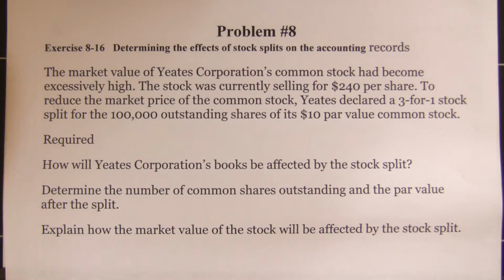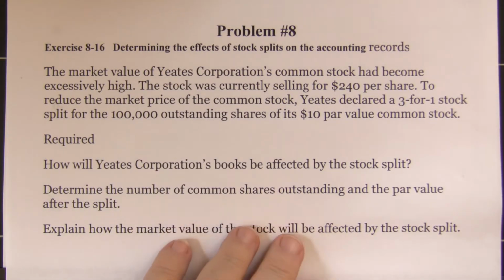Problem 8 in Connect, this is exercise 8-16 in your text, talks about a thing called a stock split. We talked about this a little bit in class, and a stock split just means that if you had one share and you split, you had two shares. If you had a 3-for-1 split, if you had one share, now you have three shares. So let's take a look at this and see what's going on.